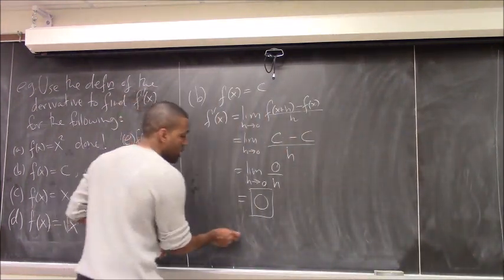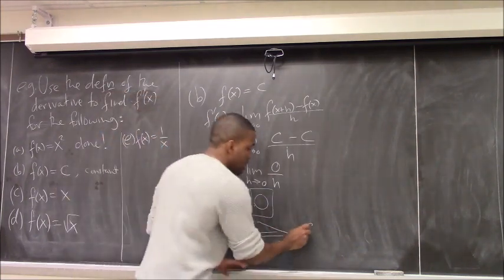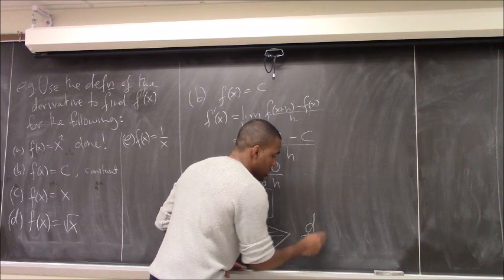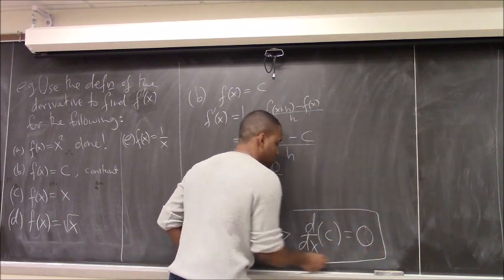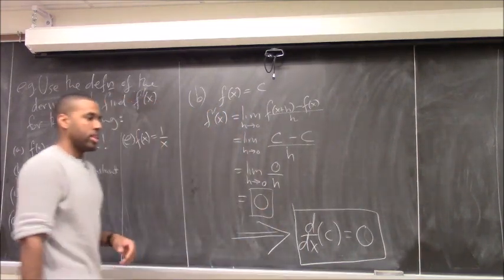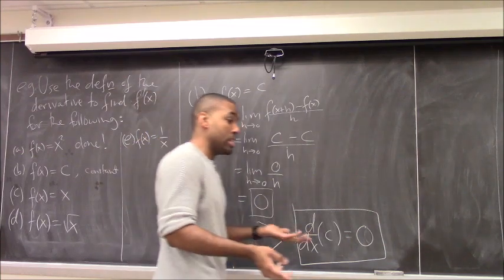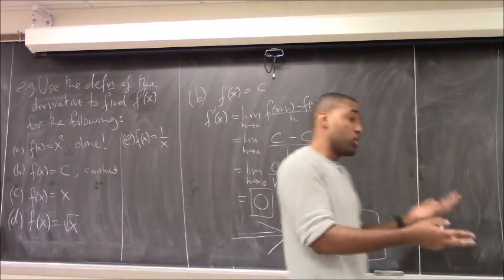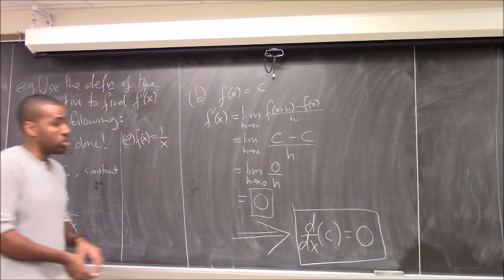And by the way, at this point you can think of this as a general rule if you want. The derivative of a constant is always 0. So if I ask you, what is the derivative of 5? It's 0. What is the derivative of pi? It's 0. What is the derivative of e? It's 0. What is the derivative of 2.79? It's 0. The derivative of a constant is always 0.